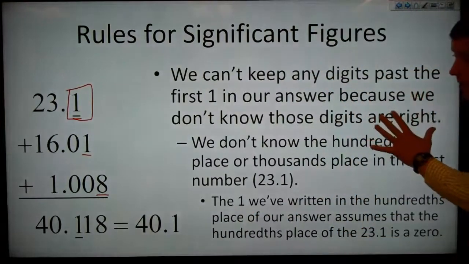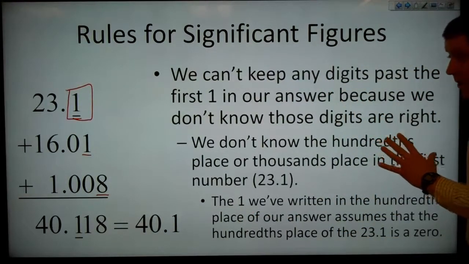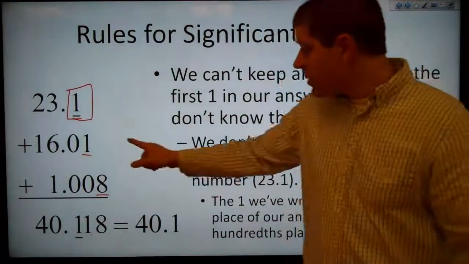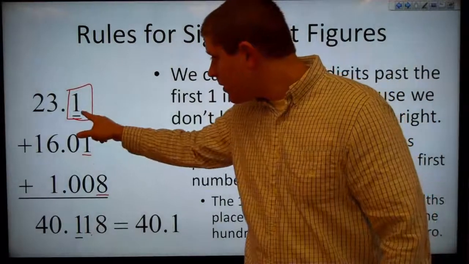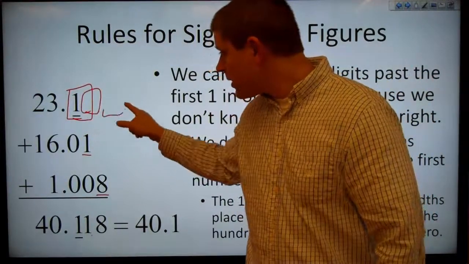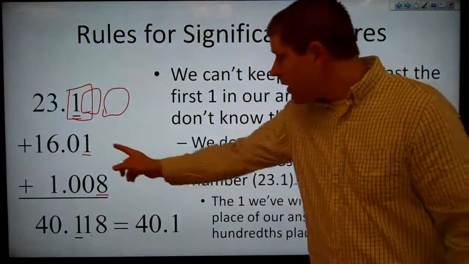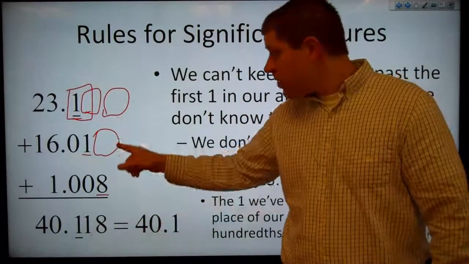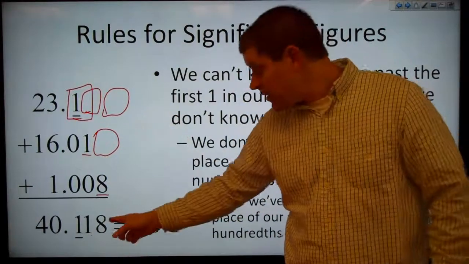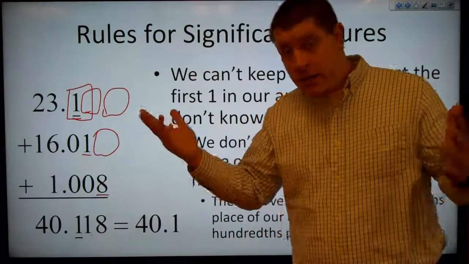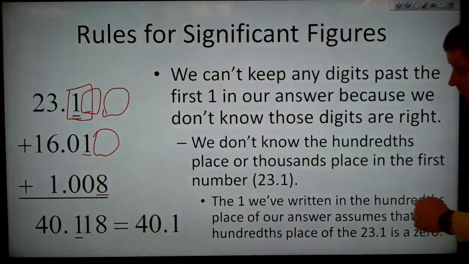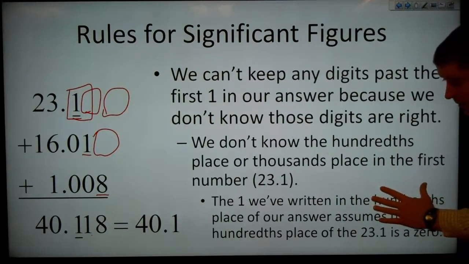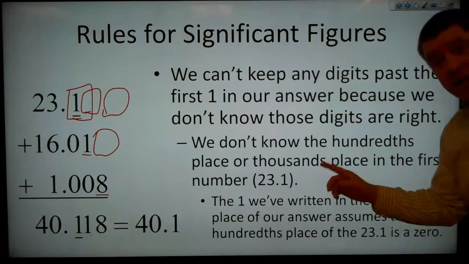So again, we can't keep any digits past the 1 in our answer, because we don't know those digits are right. We don't know that this 1 or that 8 is right, because we don't know what the thousandths place digit would be. So maybe this is an 8, or maybe if these aren't zeros, if they're something else, then that value wouldn't be an 8. It would be something else. So we don't know the hundredths place or the thousandths place. It should not be thousands, it should be thousandths place.